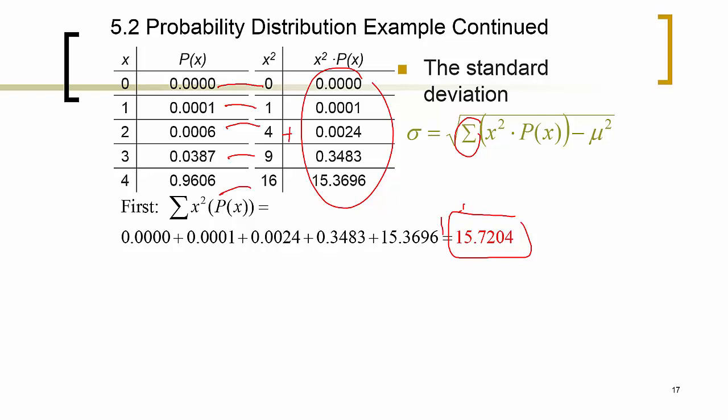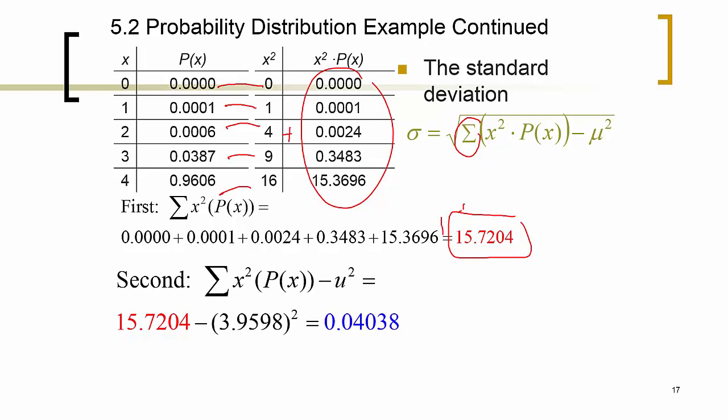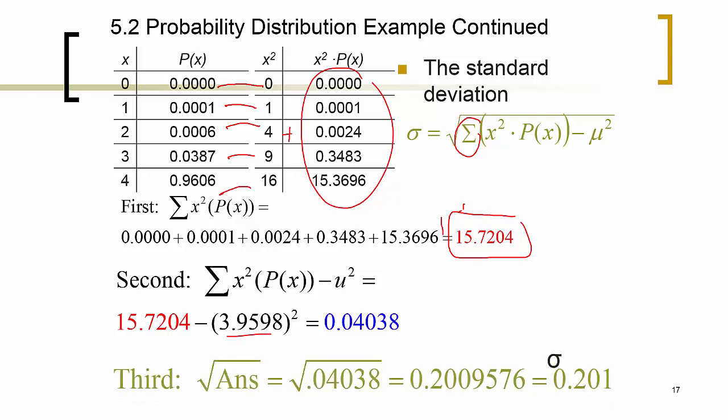15.7204. Notice I'm being generous with my decimal places because it's a formula within a formula. So you don't want to round this to the nearest tenth. You want to round it to about 4 or 5 decimal places. So 15.7204 minus the mean squared. Notice I went back to that mean that wasn't rounded. There's that answer. And then this is showing another way to type this in. You can square root the answer. So the standard deviation is going to be about 0.201.